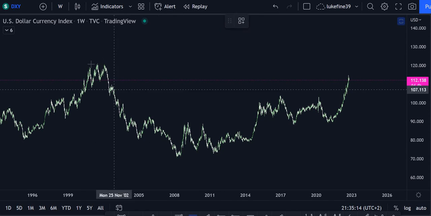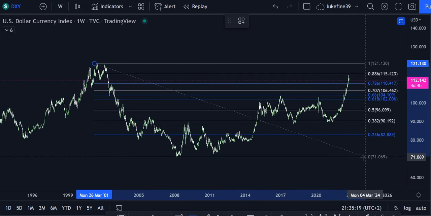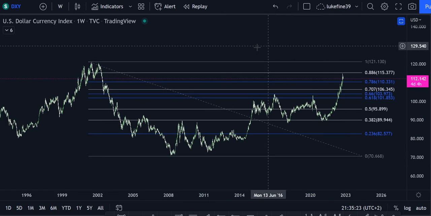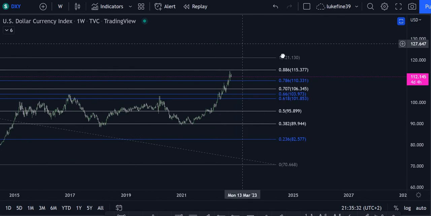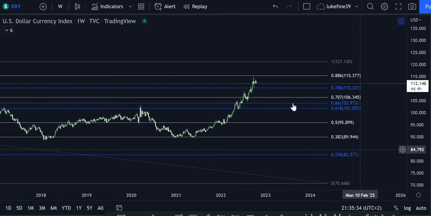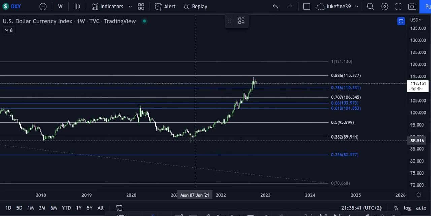So we will just check these levels and how it's reacting, and I would say like this on the weekly. If the dollar can go over 115 and hold, it will go higher. But then on any pullback, now we're talking the weekly, it can hold 106 as support, and we can just look at it like this.